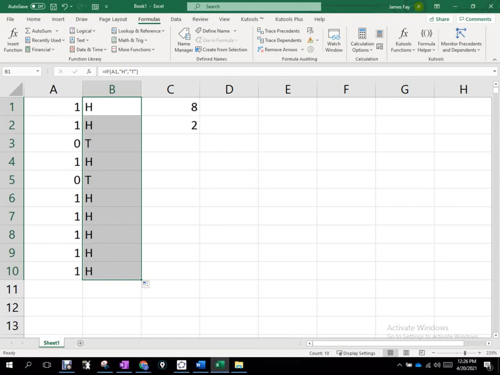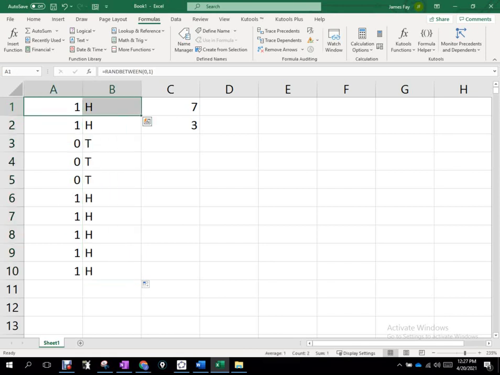Okay, so I can just recalculate these. So now I flipped it 10 times, got 8 and 2. Flipped it 10 times, got 4 and 6. That's closer to 5 and 5, right? But now I've flipped it collectively maybe 10 times, so I've done 10 flips 10 times. That's 100 coin flips, right?